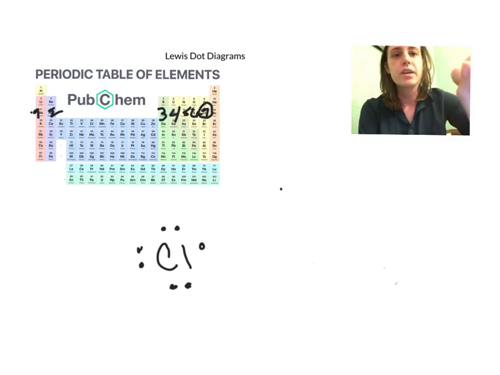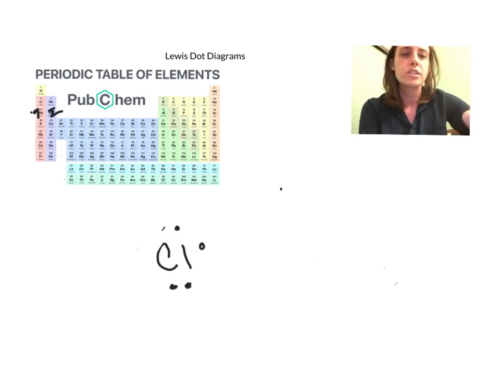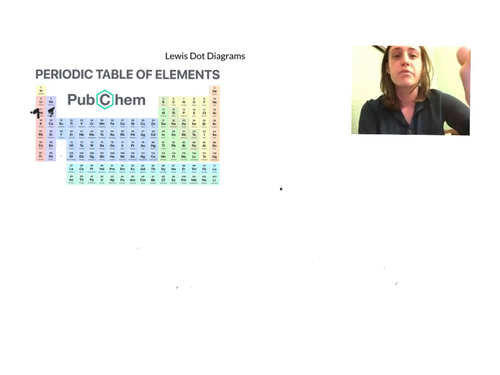So I'm going to do another one, and again, while I'm erasing, if you want to pause it while I'm doing it just to see if you guys can get this on your own, that would be awesome. Then we're going to actually do a Lewis dot diagram for an ion, because we just did those. So let's go ahead and pick one.